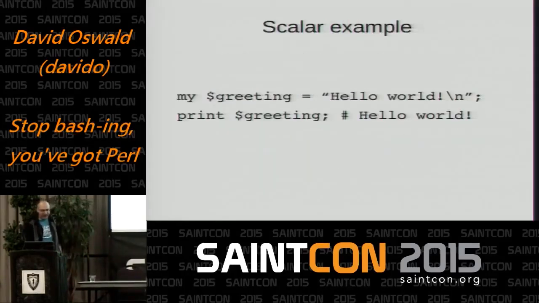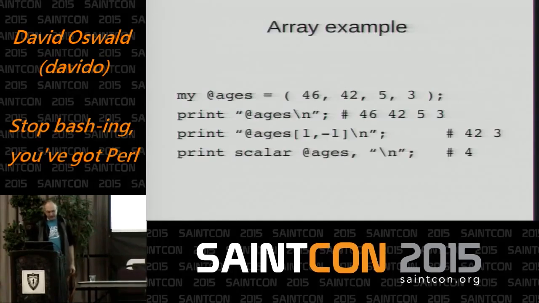So here we're just assigning hello world to greeting, and then we're printing greeting. Here we're assigning lists to arrays, 46, 42, 53, to ages, and then we go ahead and print ages. Perl has this interesting thing called a hash slice. With a hash slice, you can grab more than one element out of an array at a time. And here we're going to get the first element and the -1th element.